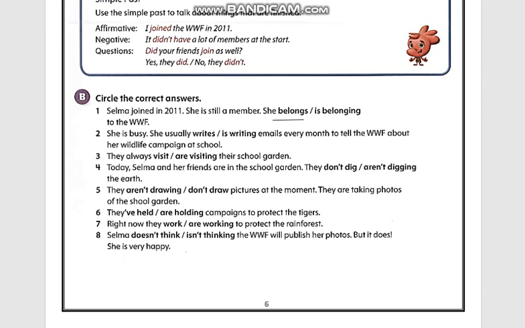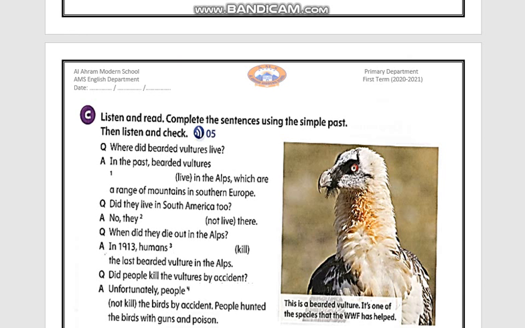Now let's move to the next exercise. Exercise C. Listen and read. Complete the sentences using the simple past, and then we are going to fill in the blanks using the simple past tense of the verbs between brackets.